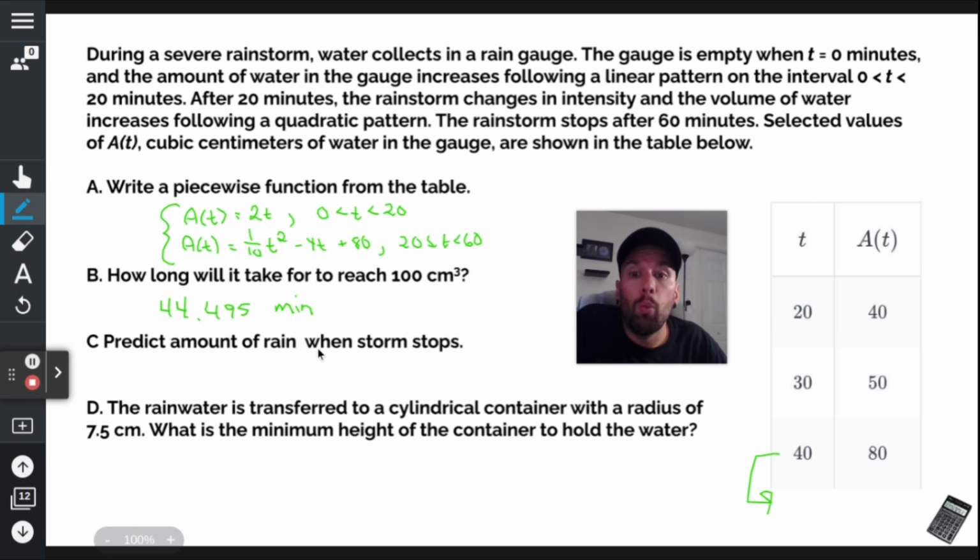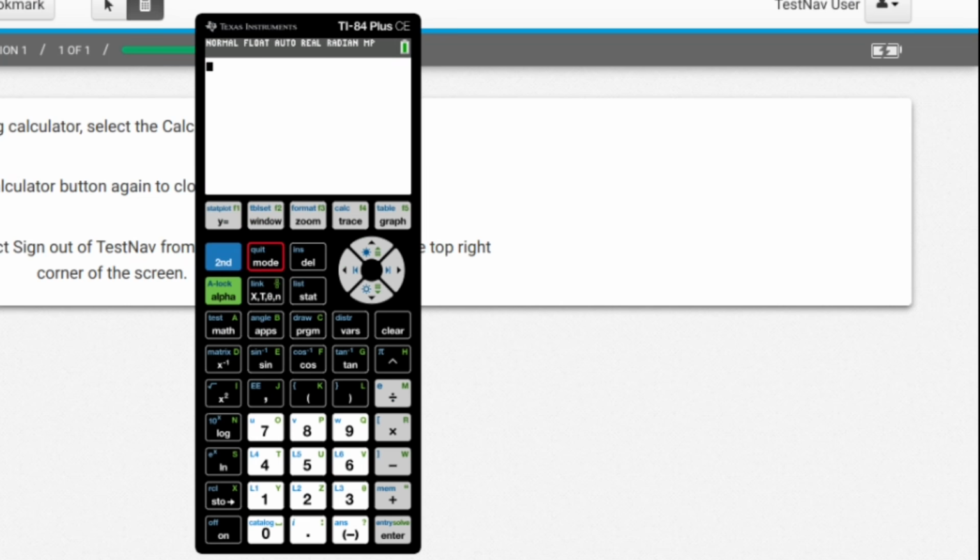Predict the amount of rain when the storm stops. When does the storm stop? At 60 minutes. So all I have to do is find out what happens at 60. Take it away. All right, so for part C here, I'm being given information that I'm supposed to plug in some number, okay? It tells me when it stops raining.